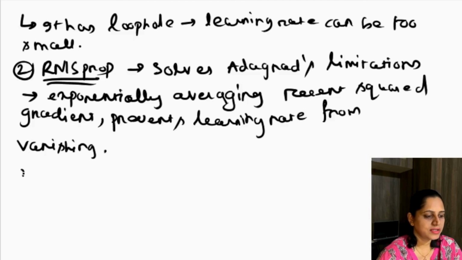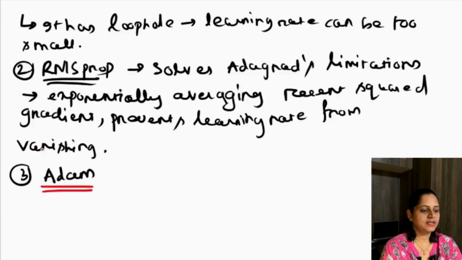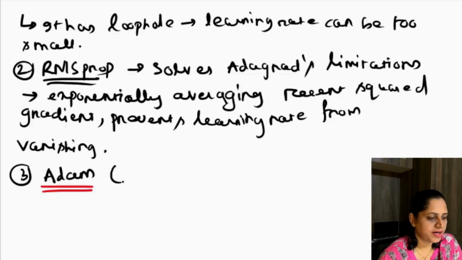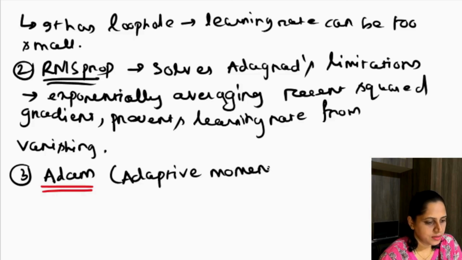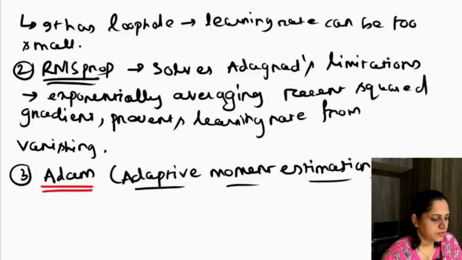Then the third one is going to be Adam. It's very important, guys. Most frequently asked question, right? So let's understand this. So what is Adam? What is the full form of Adam first of all? It's adaptive moment estimation. Right? Adaptive moment estimation.